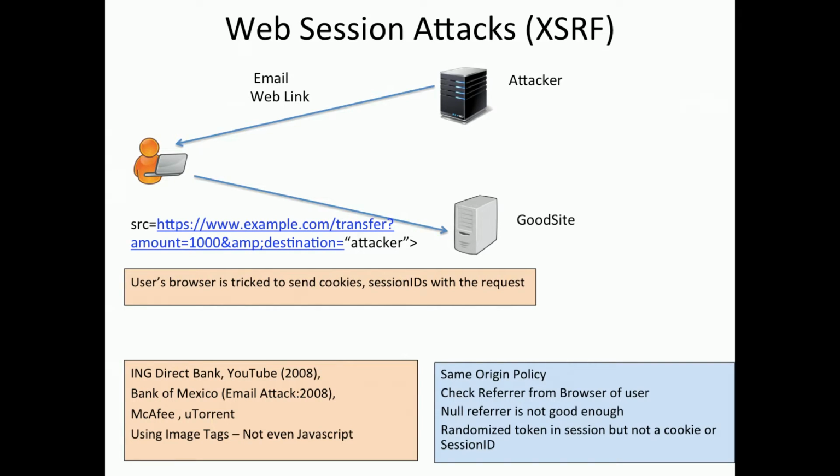So now, same origin policy, check the referrer from the browser of the user. A null referrer is not good enough because you can bounce it off of an FTP server and make it null. Randomized token in sessions.